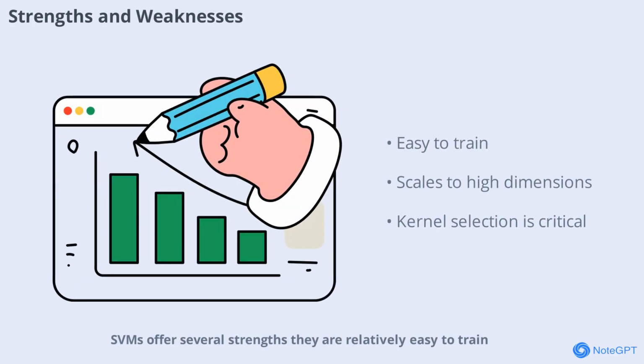SVMs offer several strengths. They are relatively easy to train, avoid local optima, scale well to high-dimensional data, and allow explicit control over model complexity. However, they also have weaknesses such as the need for a well-chosen kernel function and potential challenges with very large datasets. Understanding these trade-offs helps in deciding when SVM is the right tool for your problem.